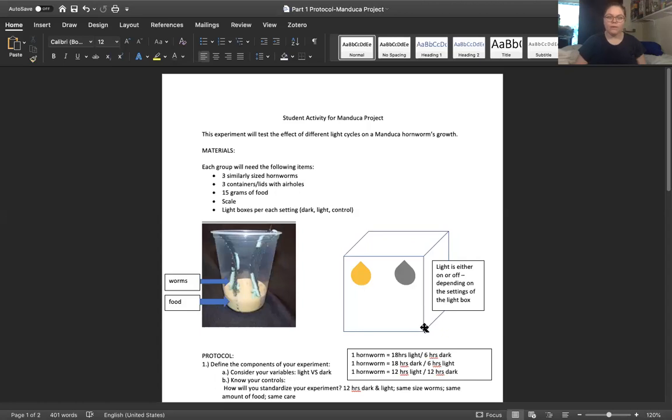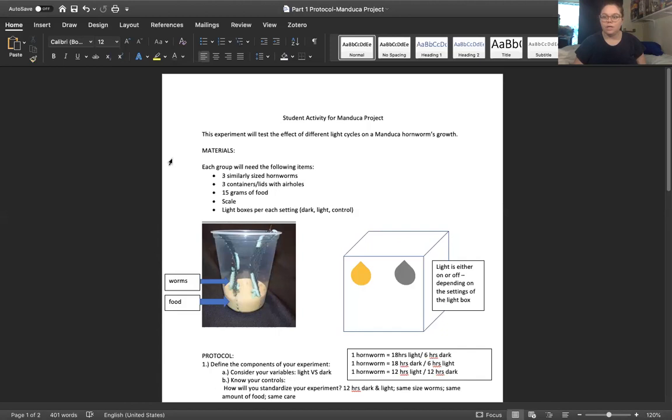All right, so in this next video, we're going to go over the protocol of this experiment step by step. So let me go ahead and share my screen. All right, and right here is the protocol that I've written out.